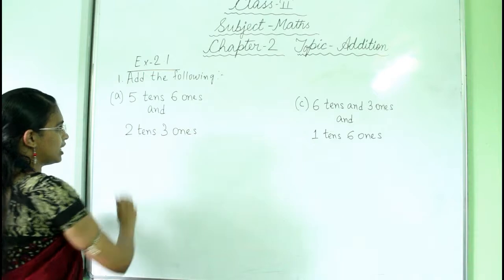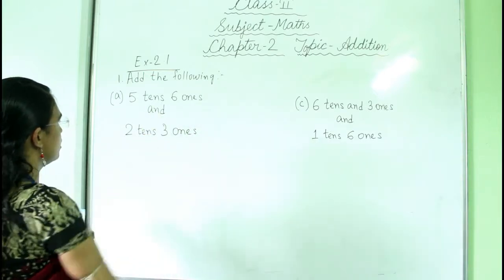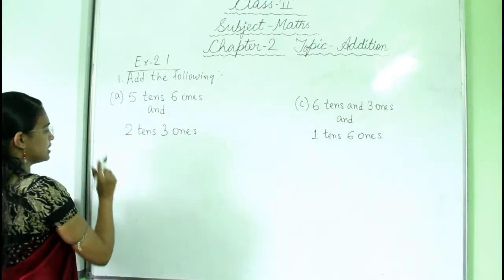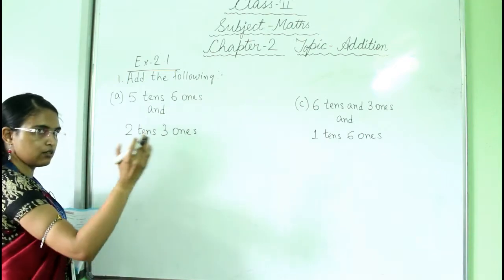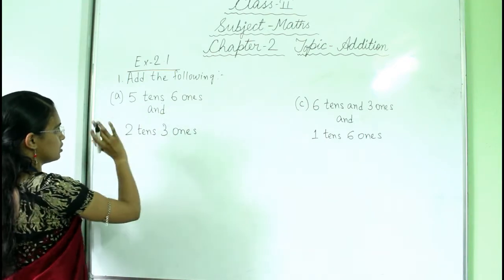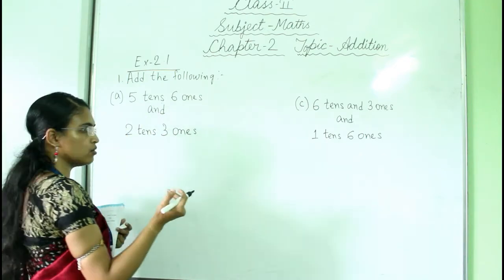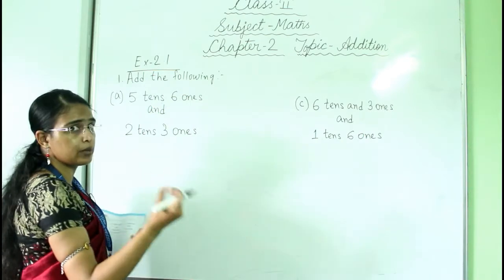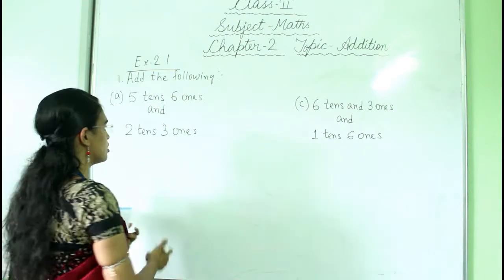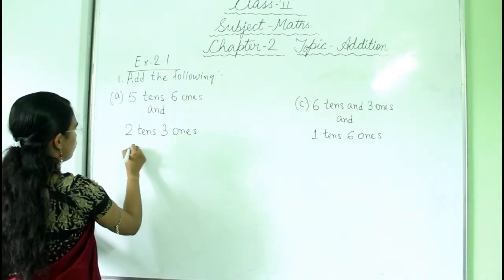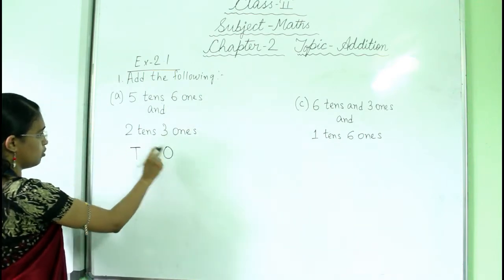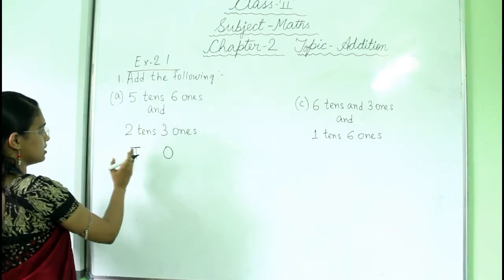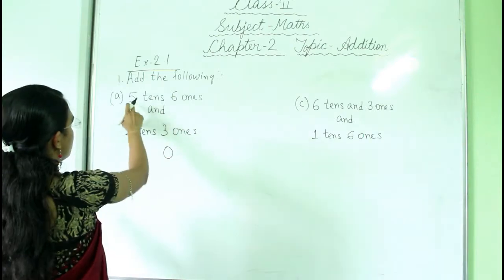Now for this what you have to do, first you have to place these numbers in tens and ones place. If you do this in this way, it helps you to do the sums in an easy way. Okay. So first you have to write T and O, short form of tens and ones.